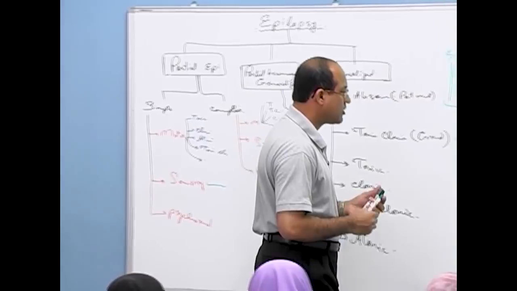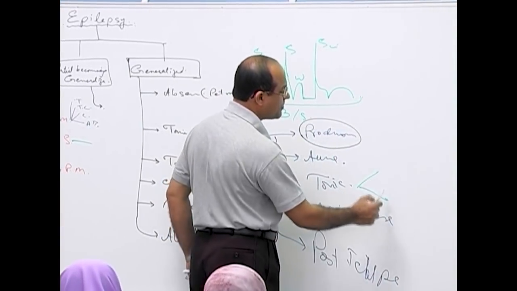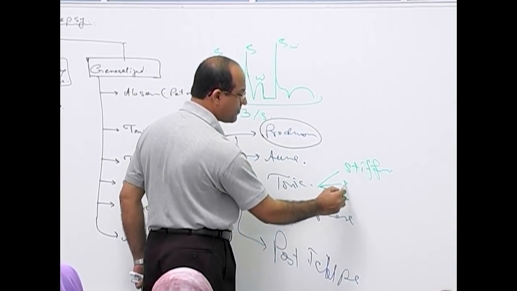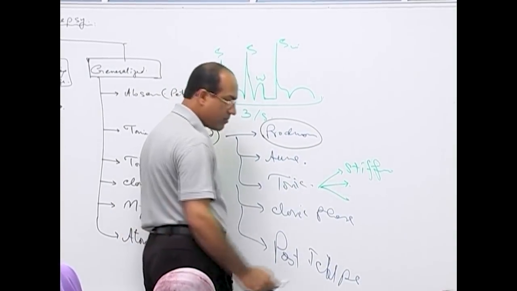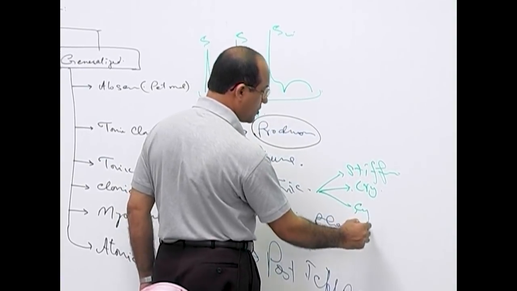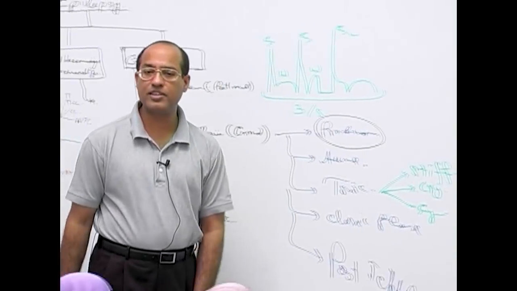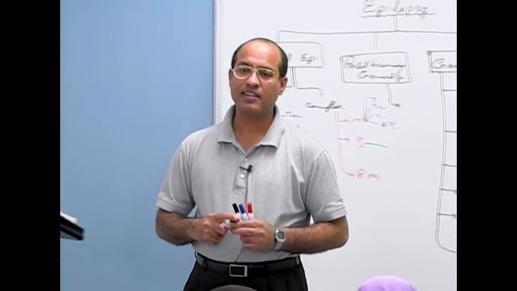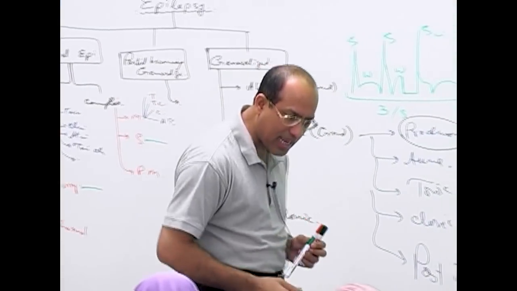So we can say the special features in the tonic phase are, number one, the stiffening of the body. Number two, the patient may cry, and then there may be cyanosis. Then we come to the clonic phase. In the clonic phase, what really happens? Muscles start jerking. They intermittently contract and relax.